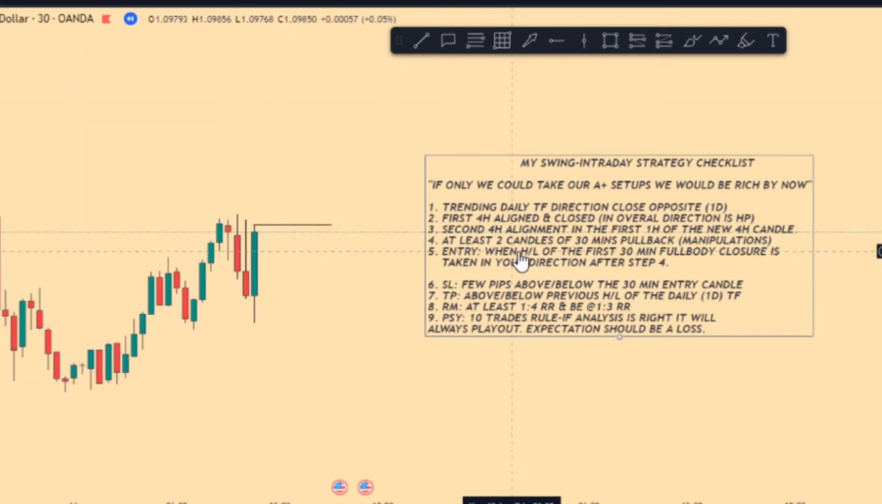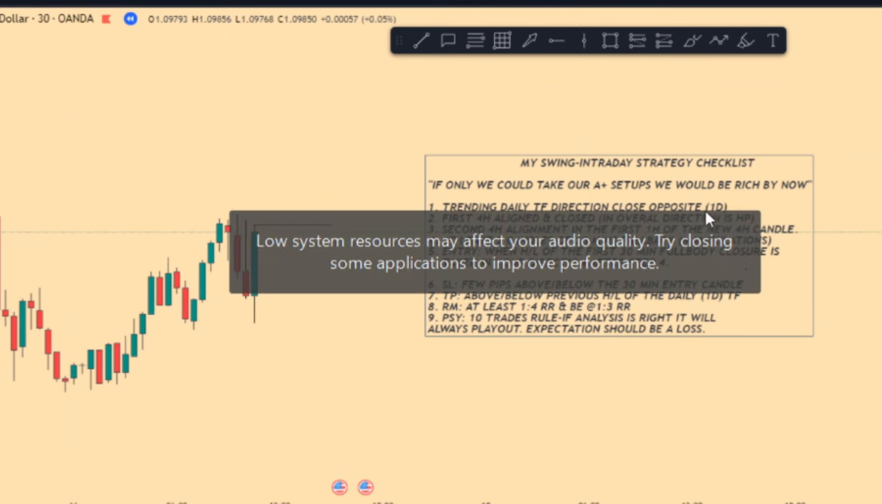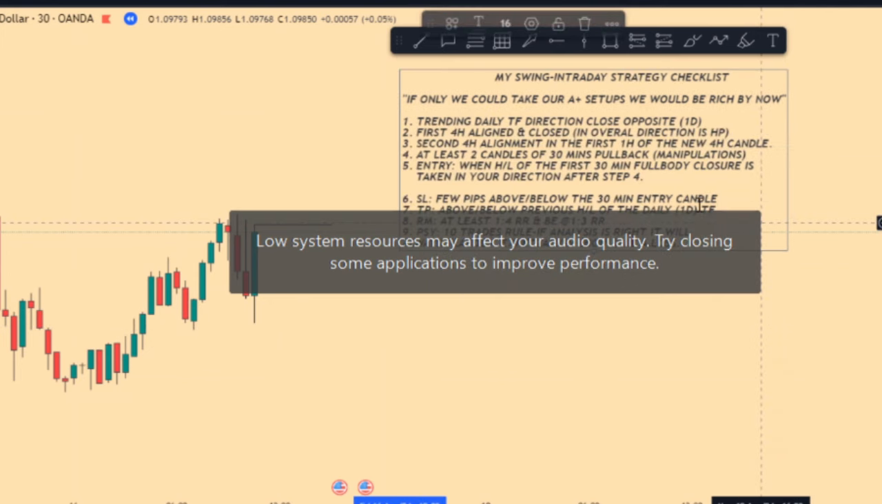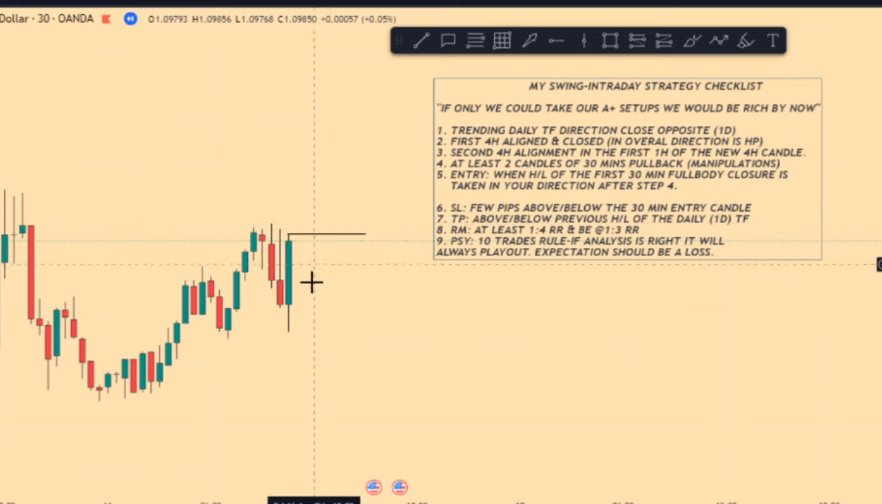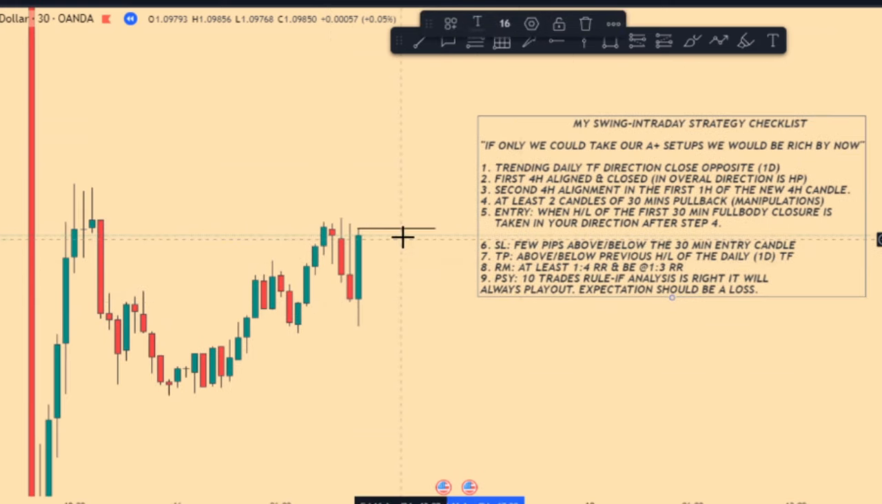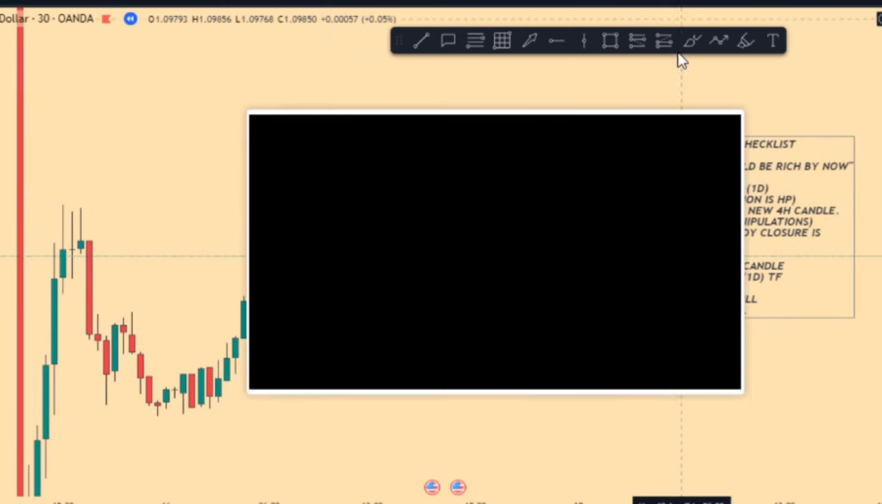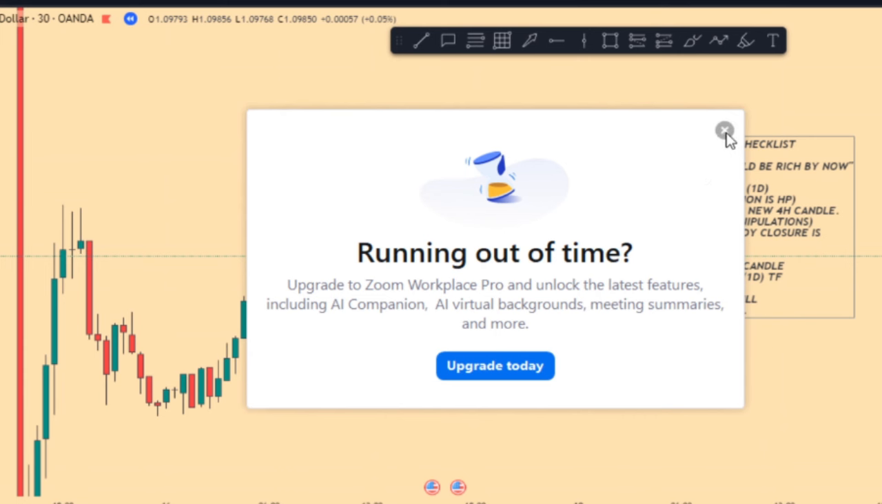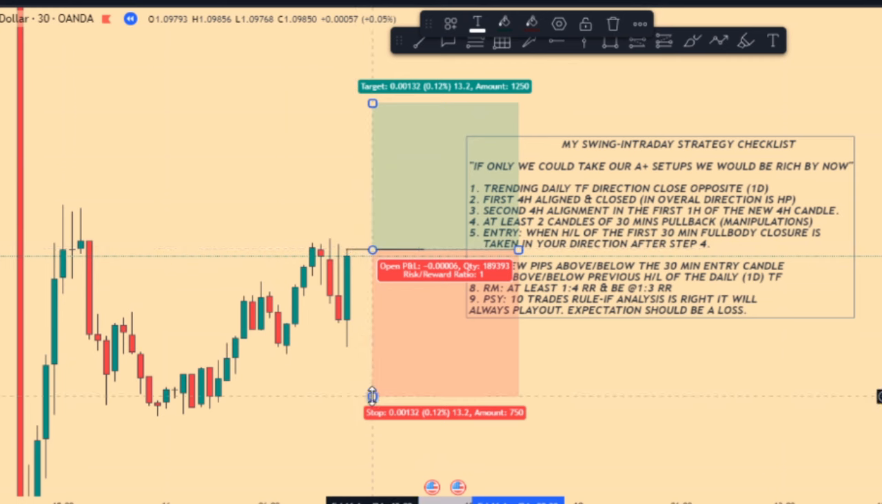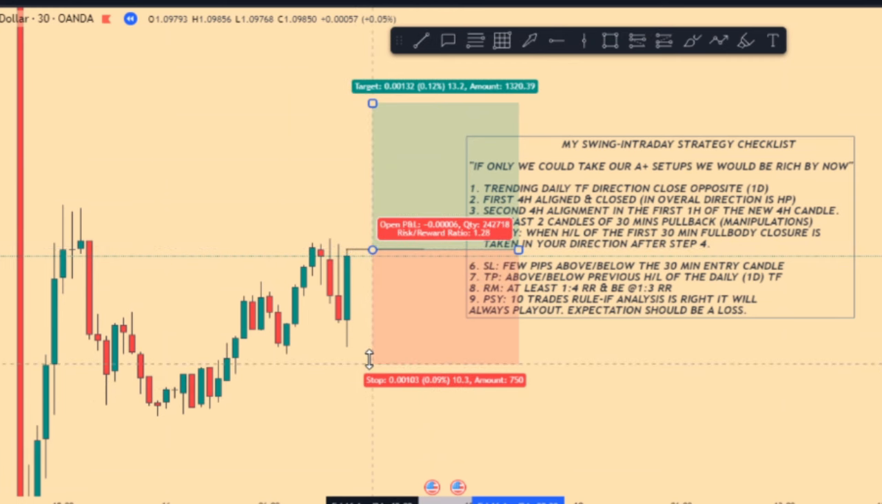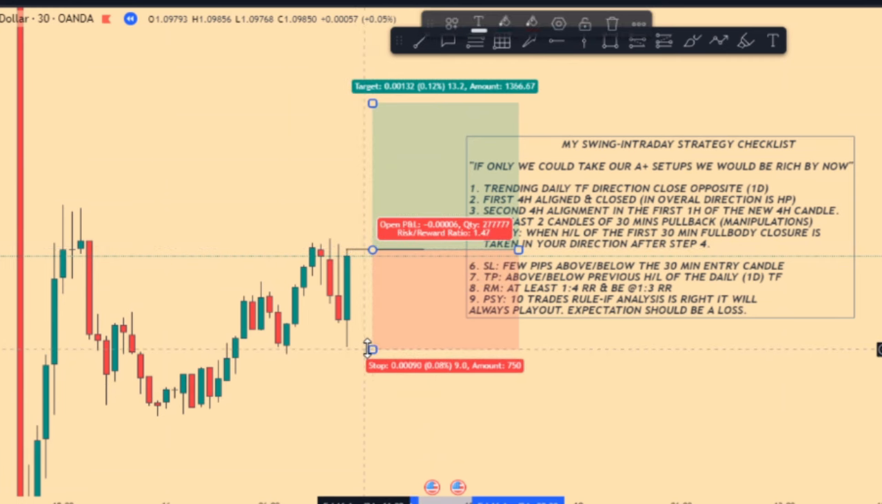Next, enter when the low or the high is taken. In this case we're dealing with the high because we are going upward, of the first full body closure. We can see that this is a full body closure. When this high is taken, maybe you can go to a lower time frame like 5 minutes and see if this high is taken, or basically wait. Now this zoom is ending. Wait for this high to be taken. So your entry should be there. Stop loss a few pips below this. So this should be a stop loss of 9 pips.